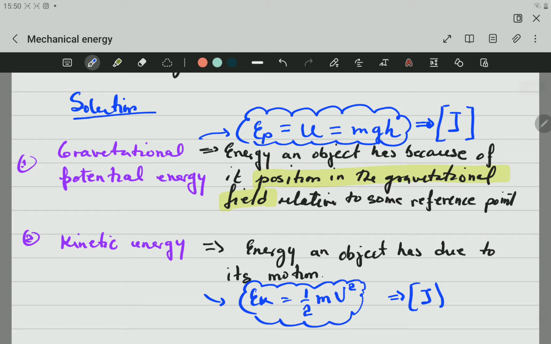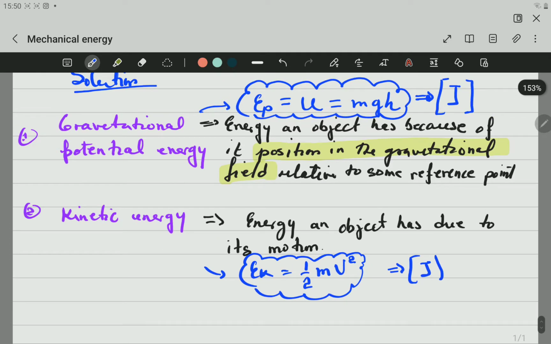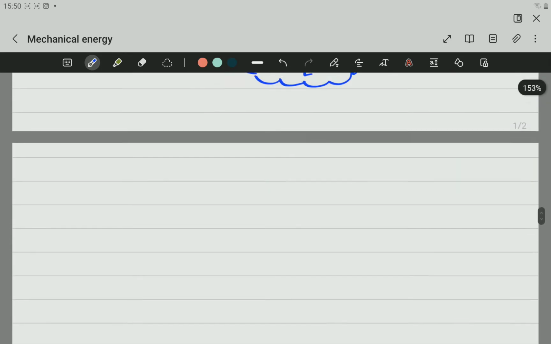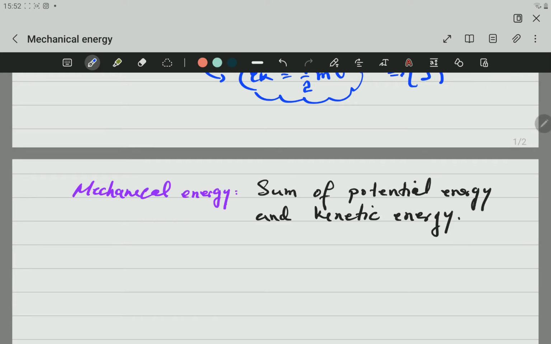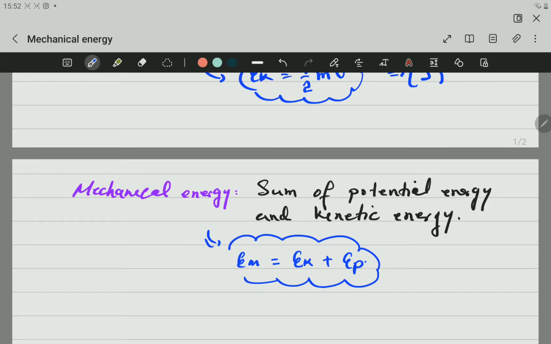Now there is one last, which is mechanical energy. Mechanical energy relates the kinetic and the potential. Okay, so mechanical energy is the sum of potential energy and kinetic energy. The symbol for mechanical energy is going to be EM, and this is going to be equal to kinetic energy plus potential energy. Alright, so these are the energies we have done.